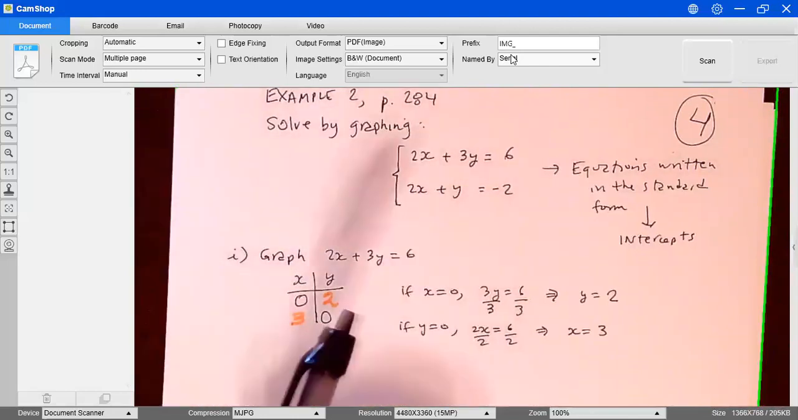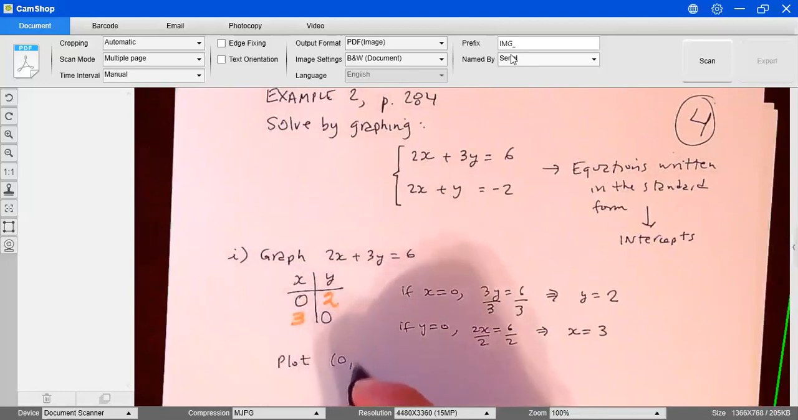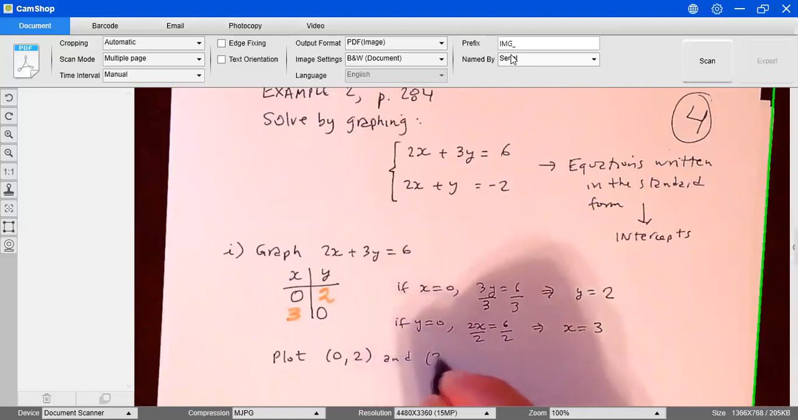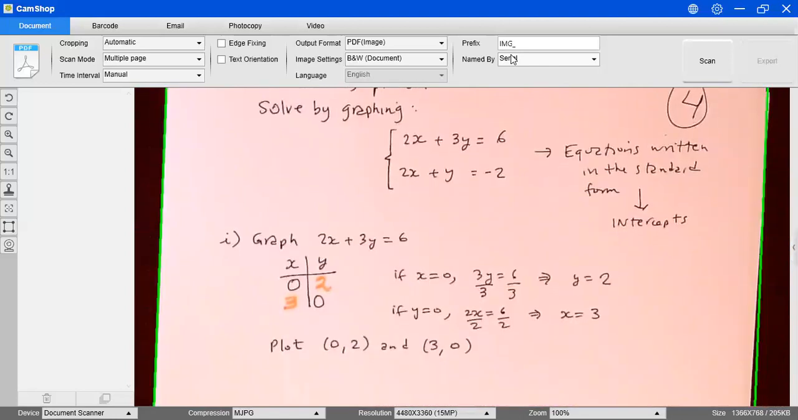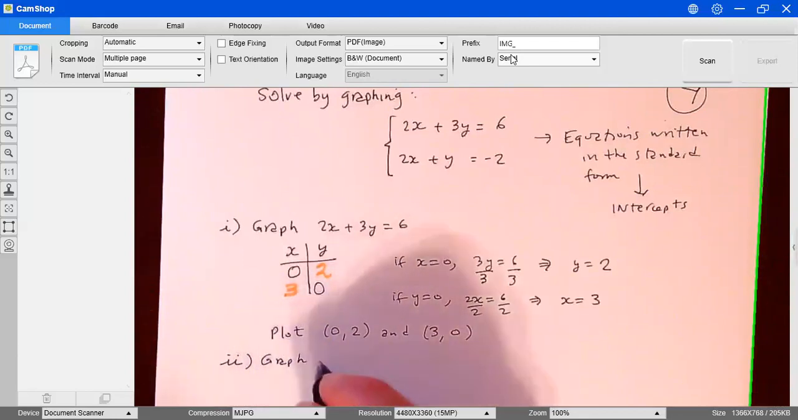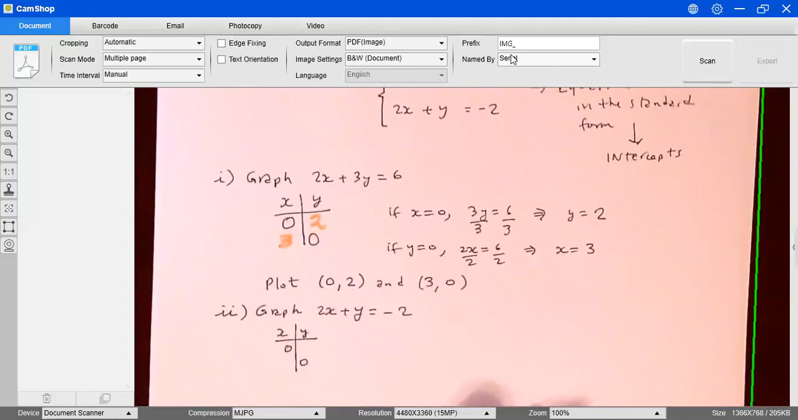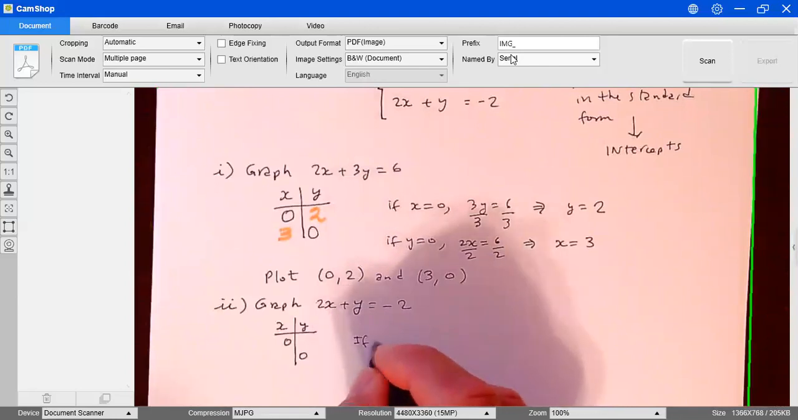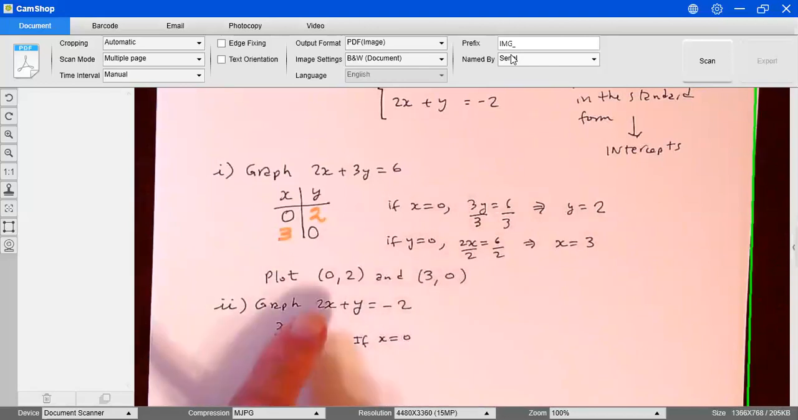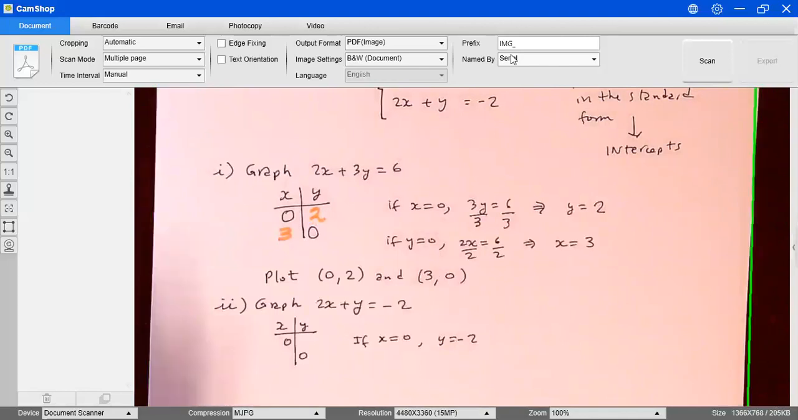So now we have 2 points to get the graph of the first equation. The points we need to plot are 0, 2 and 3, 0. We're going to do that in a minute. So let's find the intercepts for the second equation, which is 2x plus y equals -2. We're going to use another t-table with zeros in the diagonal. For the y-intercept, we set x equals 0, meaning that we hide the x term. So we read y equals -2.